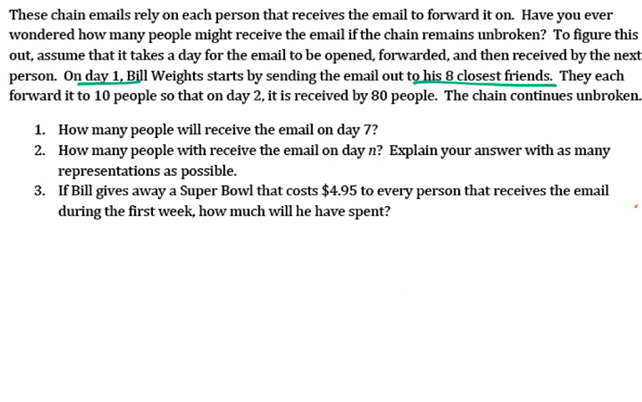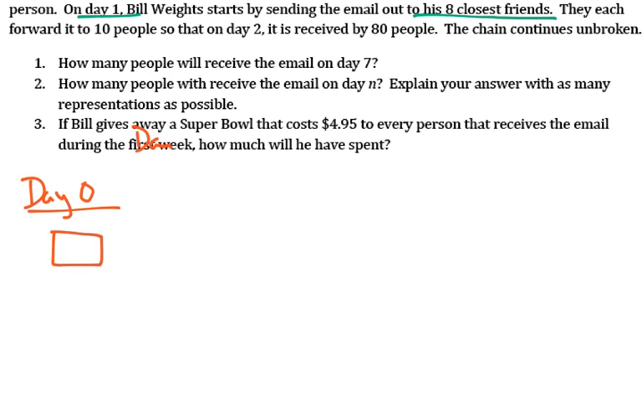So, we've got Bill Waits. I suppose we should start with day 0. He was the only one that knew about it, right? He was the only one with the email. So we've got the 1 email coming out to us. So then on day 1, maybe give ourselves, says he sends it out to his 8 closest friends. Okay?